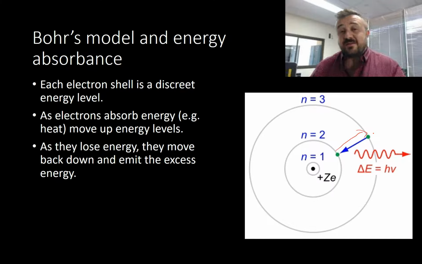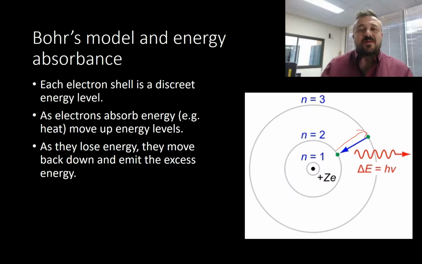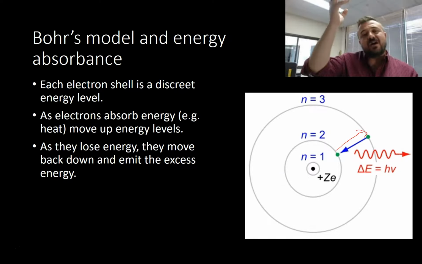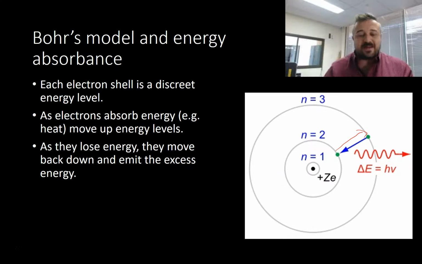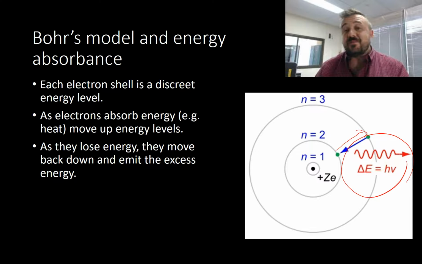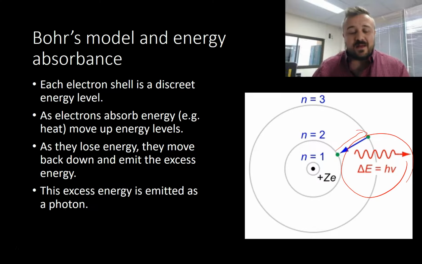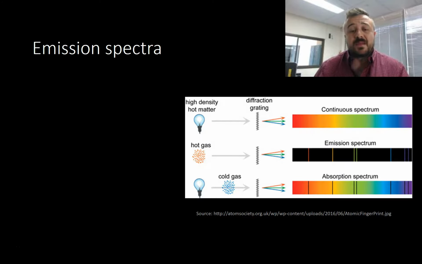And as they lose that energy, because they become unstable, they use the energy moving up, so then they fall back down. It's like throwing a ball up. You put energy in to launch it higher, and then the ball comes back down. And as it comes back down, they emit the excess energy. That's what's going on here. So we can see the energy being emitted, sent away. And that's emitted as a photon, or light, so a light particle. So this gives us emission spectra.